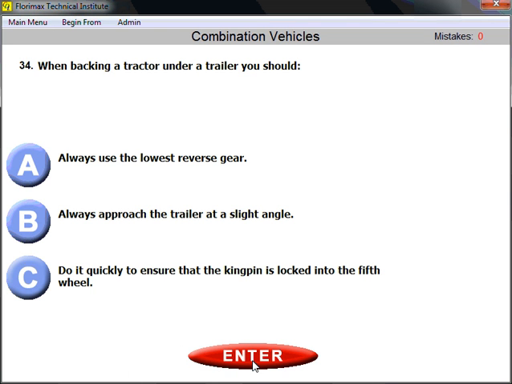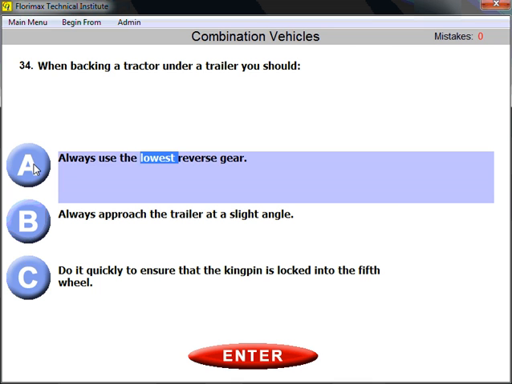Question number 34. When backing a tractor under a trailer, what should you do? Again, read all the choices, and when you find lowest reverse gear, that's it. Always use low gear: low gear for raising landing gear, for coupling tractor trailers, for driving to the mountain. Use the lowest reverse gear.